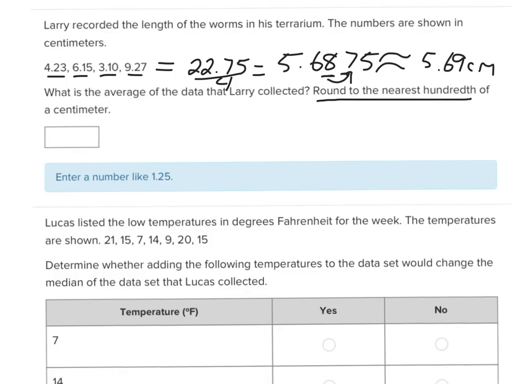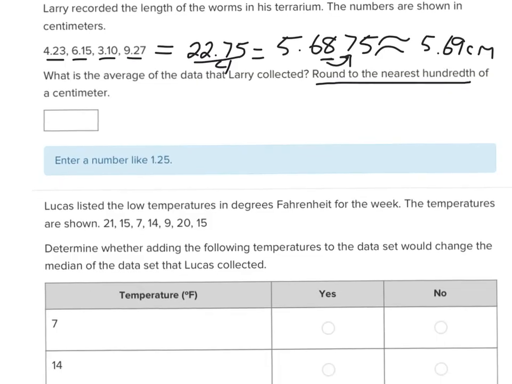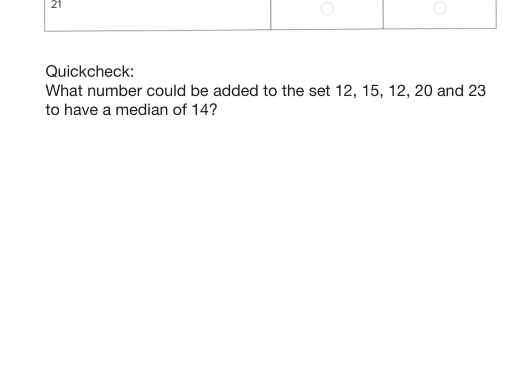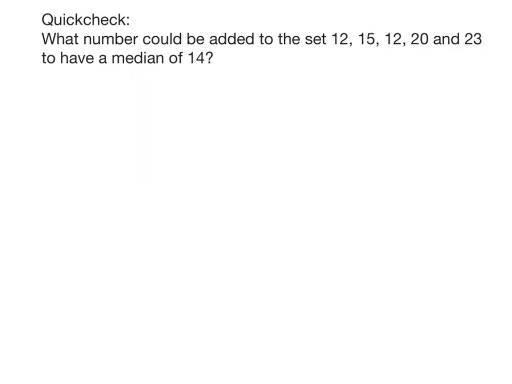All right, so let's not do the next problem, to save you a little bit of time, and go ahead and work on your quick check. Good luck.